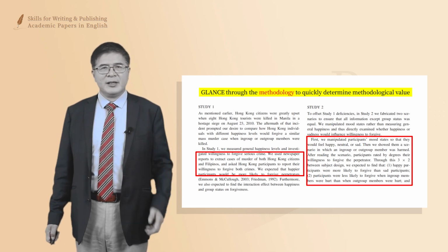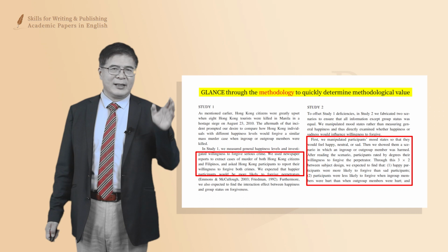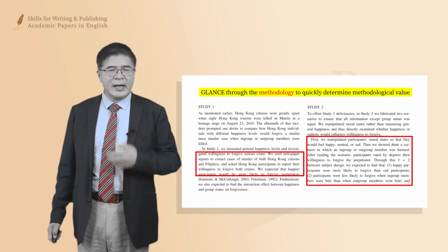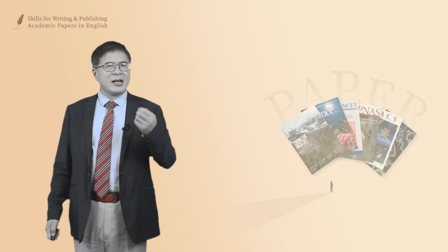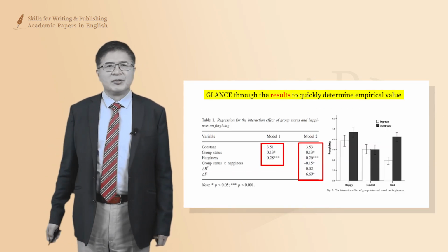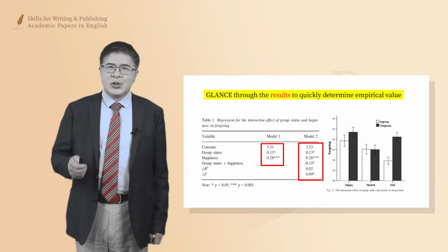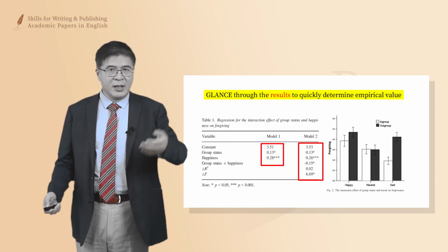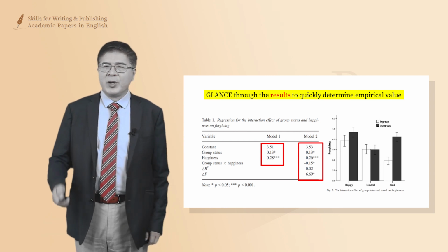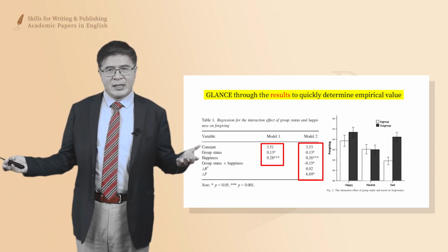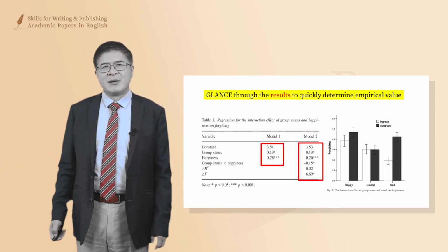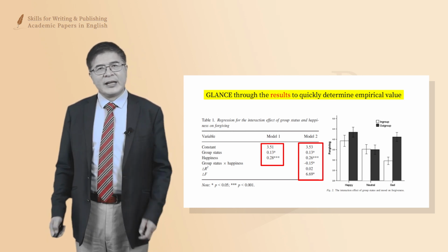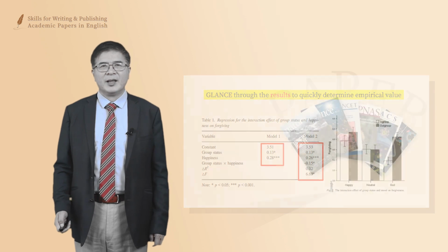And here is how I did my study using this experimental approach, study 1 and study 2. Okay, here is an example of glancing through the results to quickly determine the empirical value. You can see whether in table or in figure, this is how I present myself. And if you think there's something that is useful for you to cite for your study, you keep it.